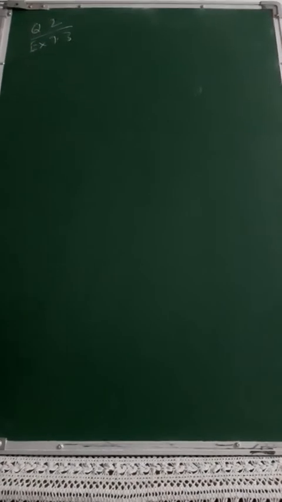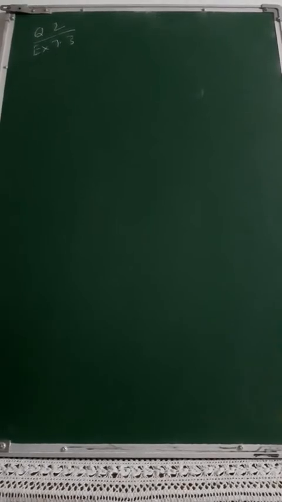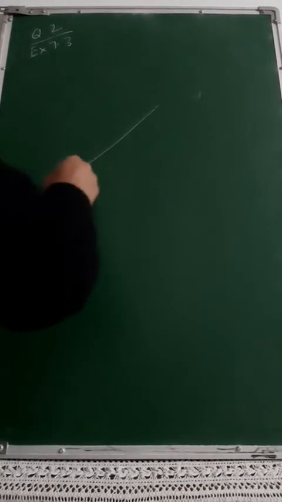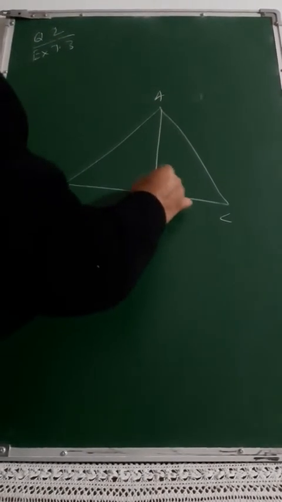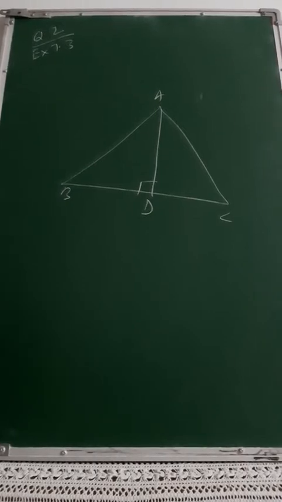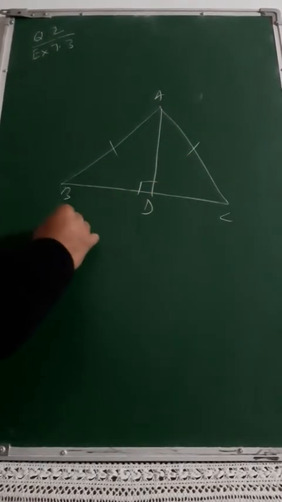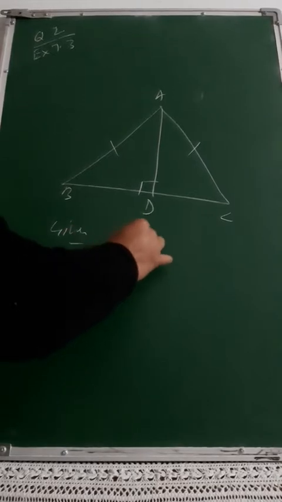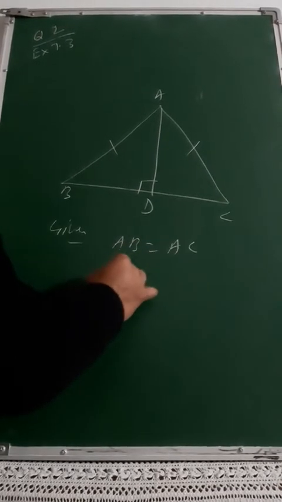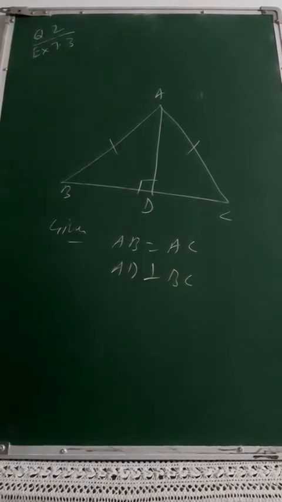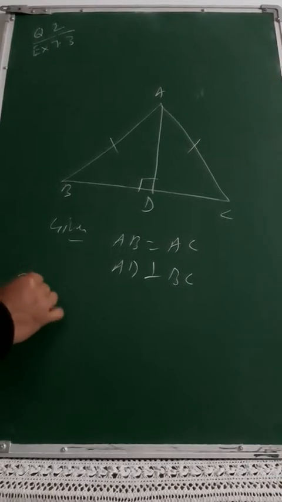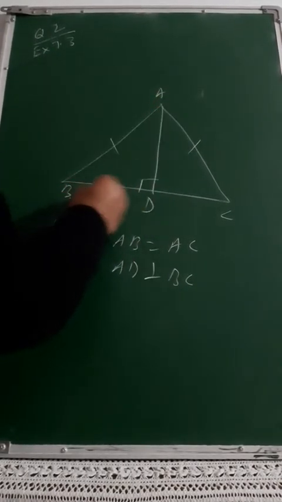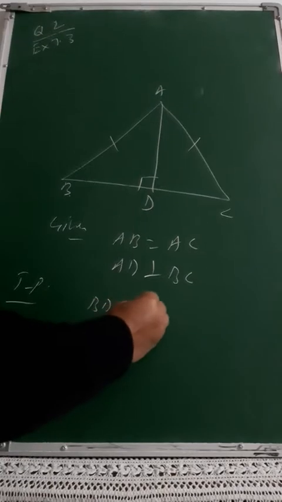Question number 2 of your exercise 7.3 is, AD is an altitude of an isosceles triangle ABC. So this is the triangle ABC where AD is the altitude given to you and AB is equal to AC. So given AB is equal to AC and AD is perpendicular to BC. What you need to prove is AD bisects BC. To prove AD bisects BC means BD is equal to DC.